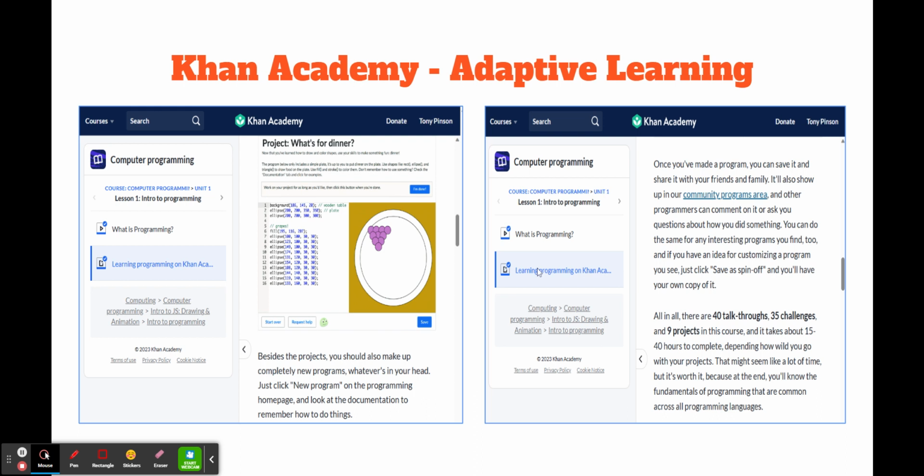But all in all, in computer programming alone, Khan Academy has roughly about 40 talk-throughs, about 35 challenges, and 9 basic projects, all designed to teach the students the basic fundamentals of computer programming, which should give them a pretty solid foundation for learning any particular language that they might be interested in learning moving forward. So that's basically my presentation on the Khan Academy and adaptive learning.